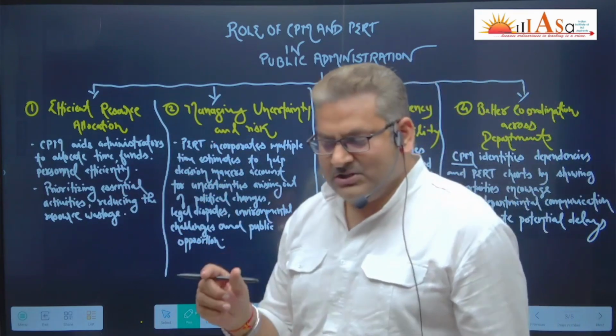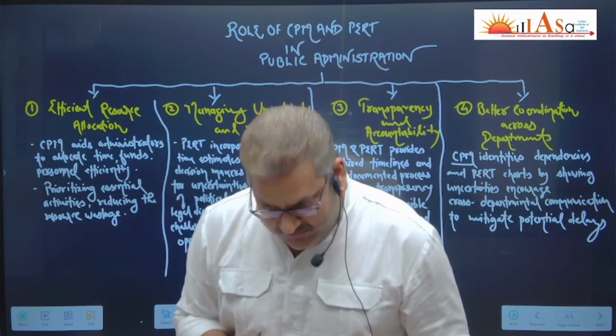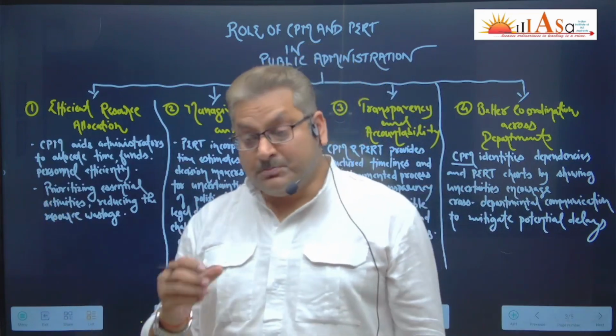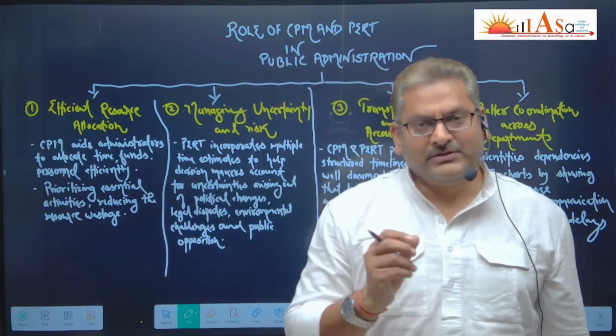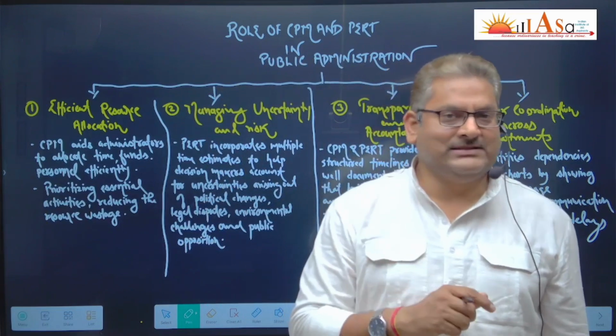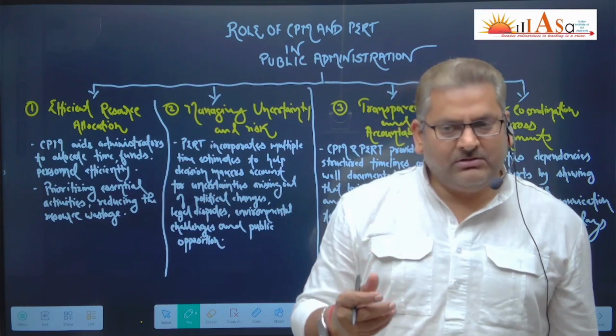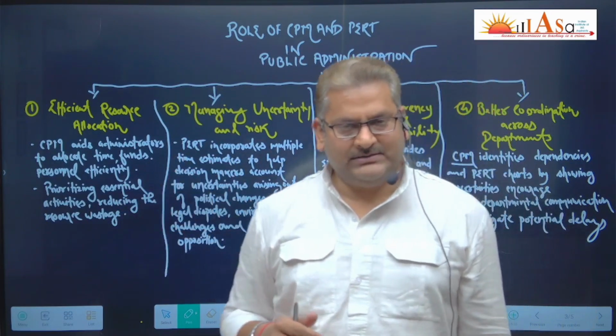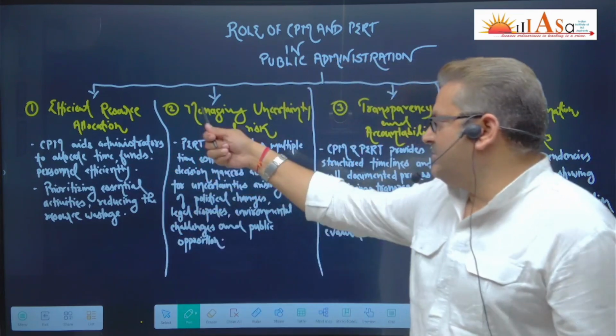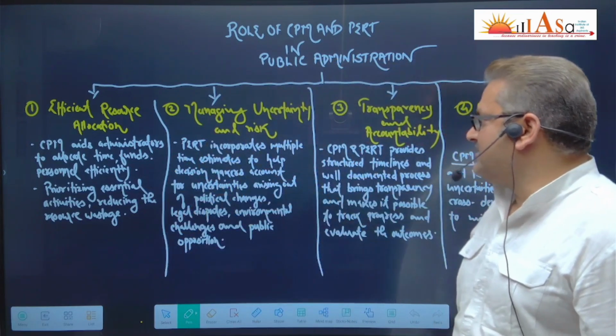Efficient resource allocation is not about allocation of resources equally. It is about proportionate allocation of resources depending on the priorities, depending on the gravity or the significance of the subject matter. Point clear? So, efficient resource allocation. Next is managing uncertainty and risk.